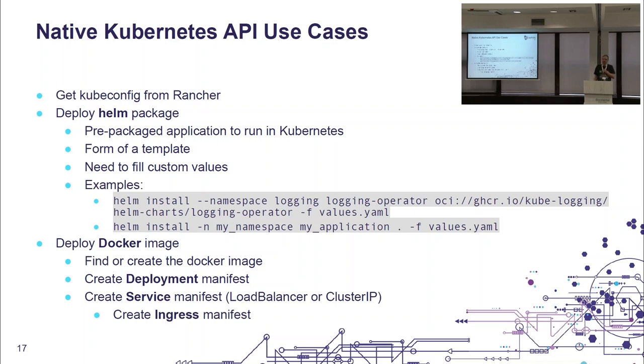And if it is some network application that has either a user interface or listens on some network port, then of course you need to create also a service manifest, which is either a load balancer or cluster IP. The cluster IP is for web applications, and for a web application you need to create a third manifest, which is called ingress. The ingress will expose your application to the internet in case it is a web application. And if you have some custom or raw protocol, then the service of type load balancer is enough to expose the application.